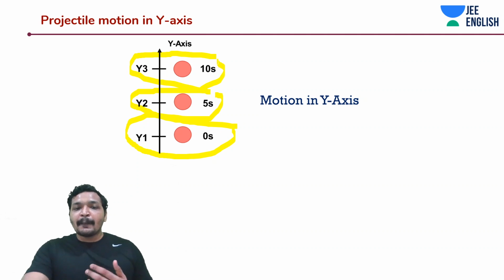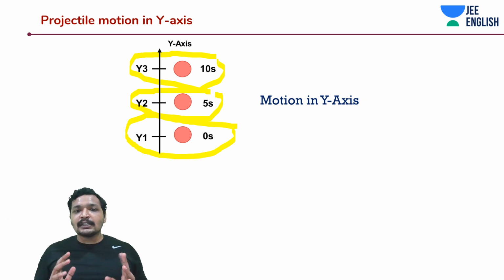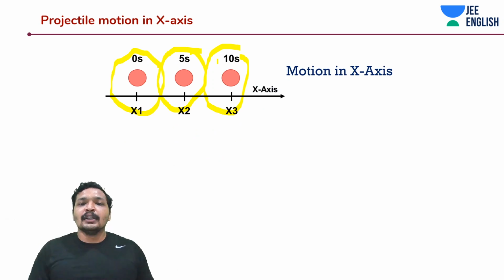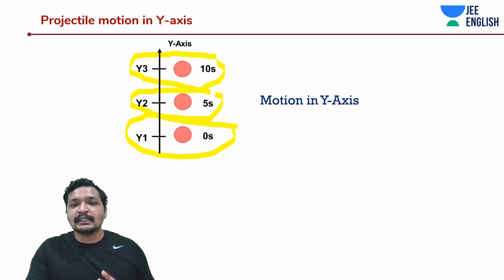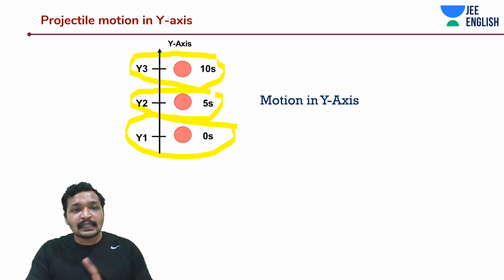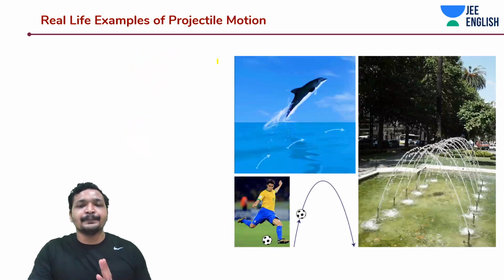Which means, in a projectile motion, the object is moving along both x and y axis with respect to time. So this object is moving along both x and y axis. The coordinates are continuously changing with respect to time along the x and y axis. And it's a curvilinear motion. That is projectile motion. It is as simple as that.